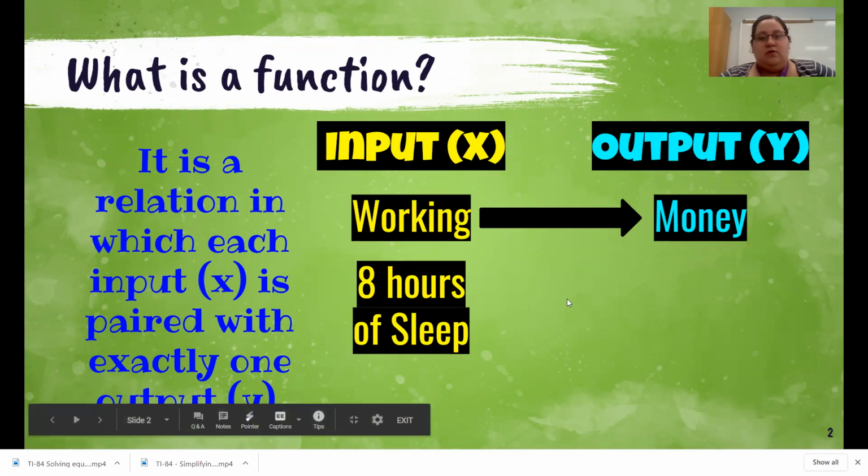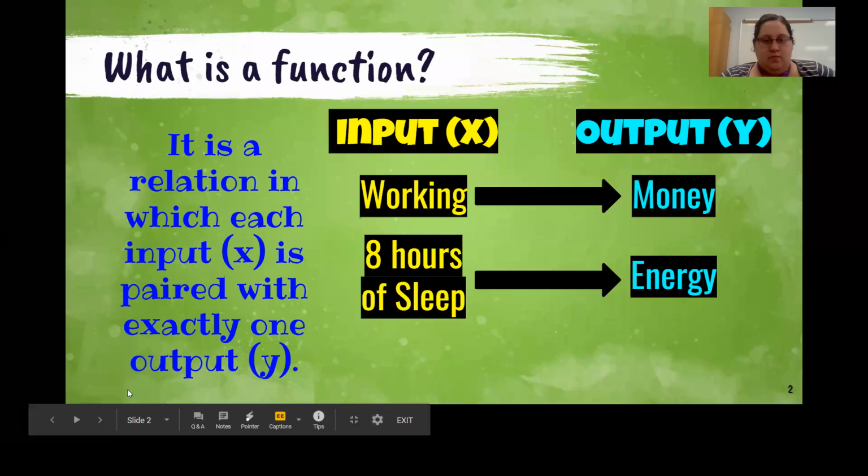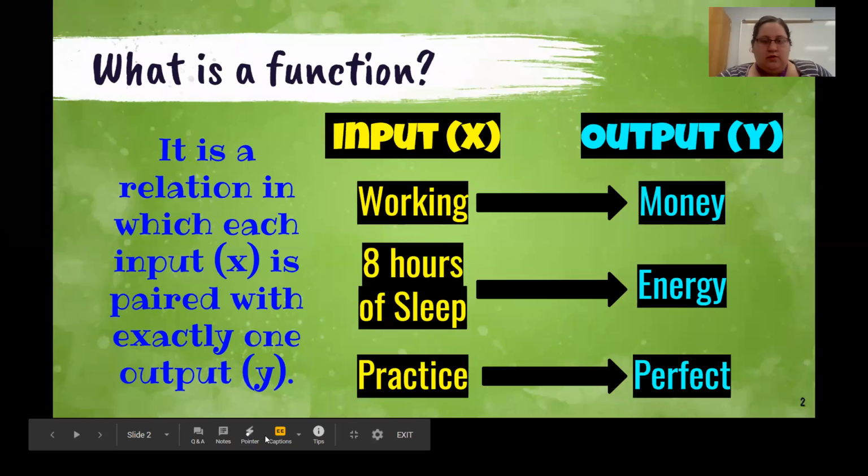8 hours of sleep means more energy. And then practice makes perfect.